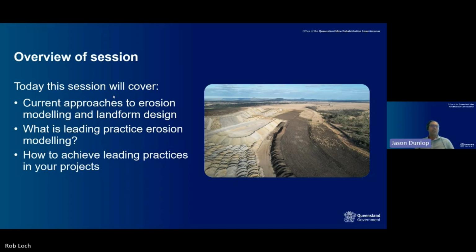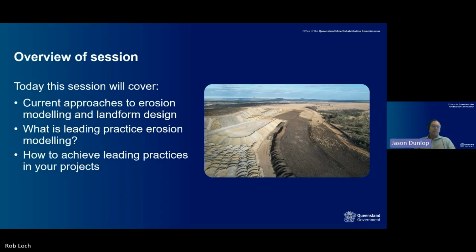So we know that the objective is to create stable landforms. The three pillars of rehabilitation are to make land safe, stable, and non-polluting. When we're talking about stability in this context, we're talking about a landform that doesn't have active eroding rills and gullies and doesn't have tunnel erosion as well. And we also want to make sure that any hostile materials are buried within the landform and not exposed into the long term, so that they're covered and remain covered.